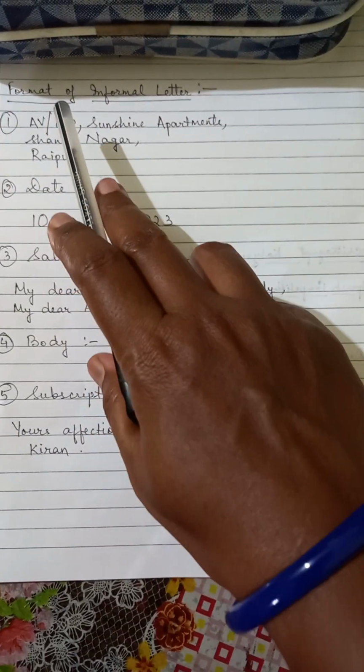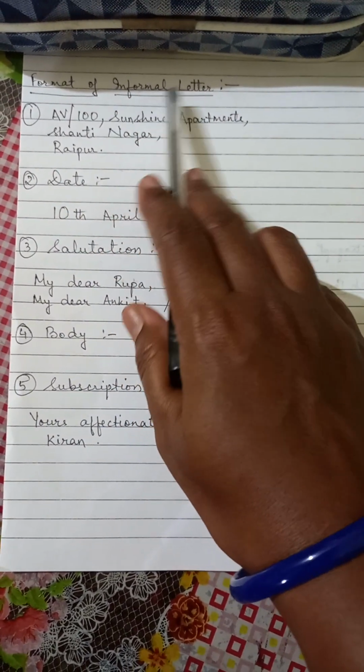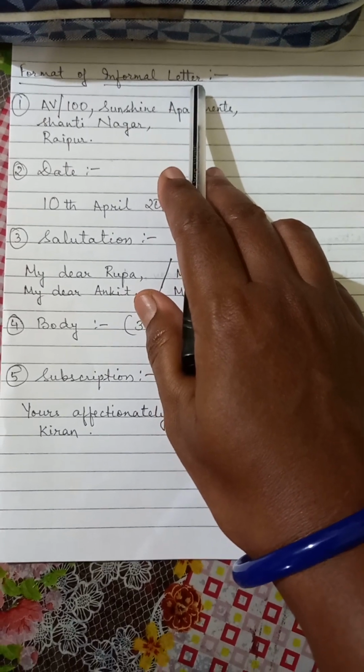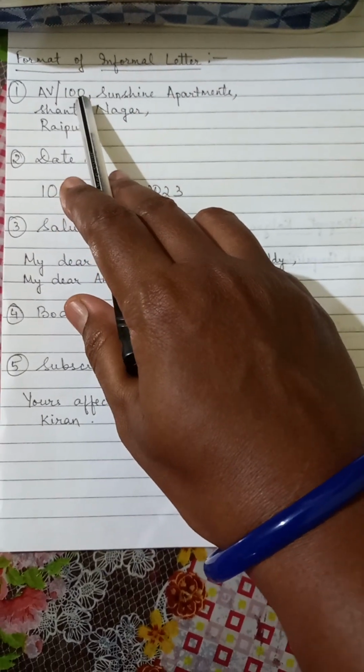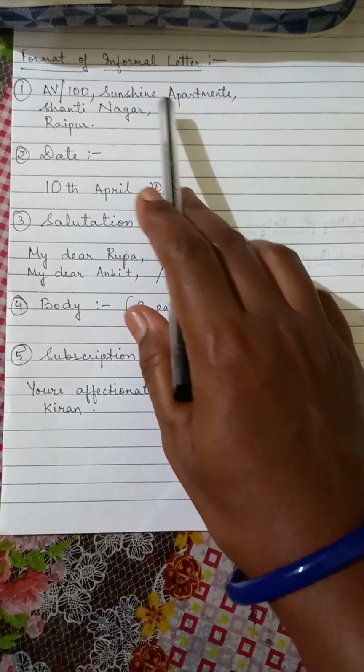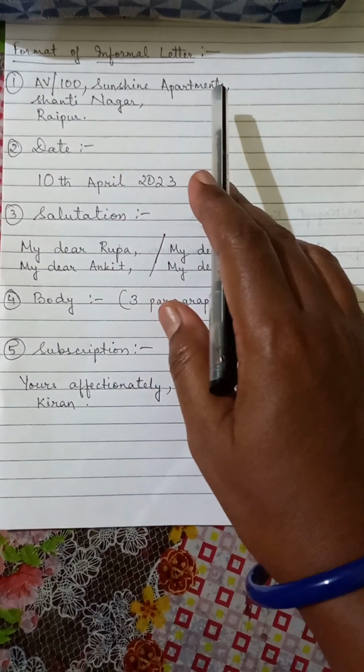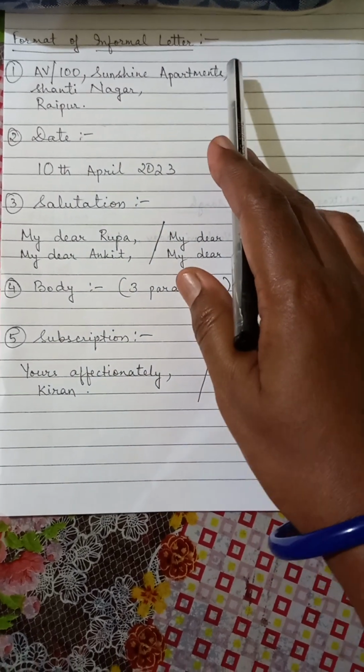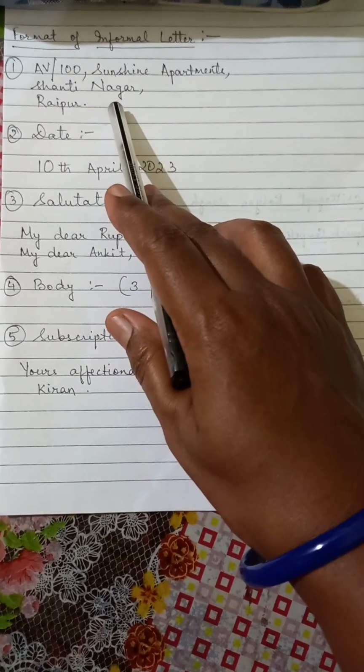So today we will discuss the format of an informal letter or friendly letter. The first thing in the format is the sender's address. The sender's address is the same as how we wrote it for the formal letter. It should be of 3 lines only.